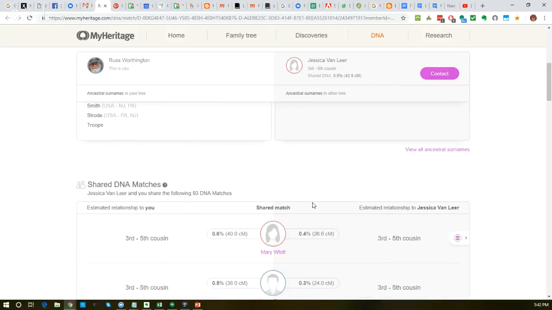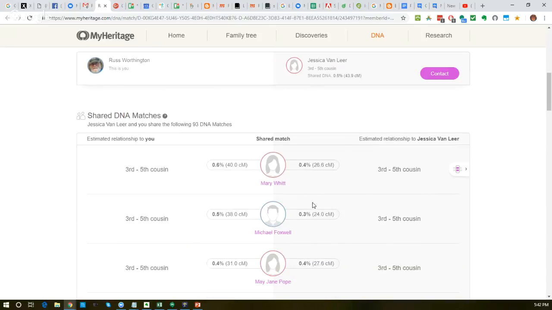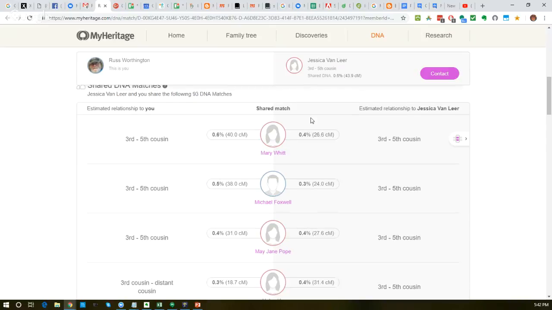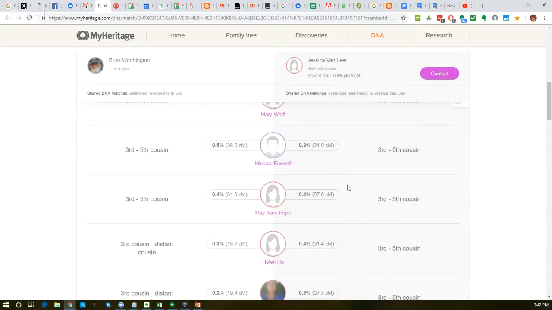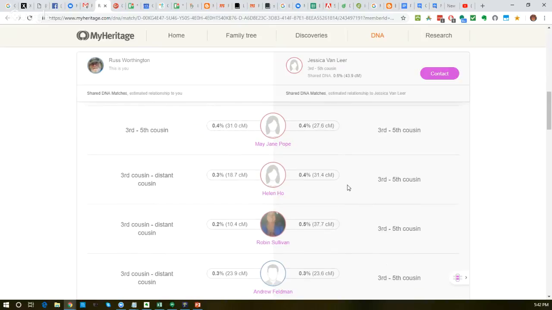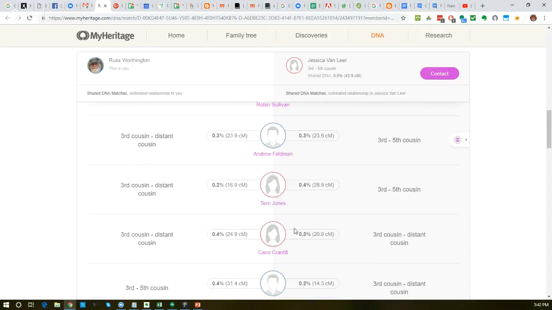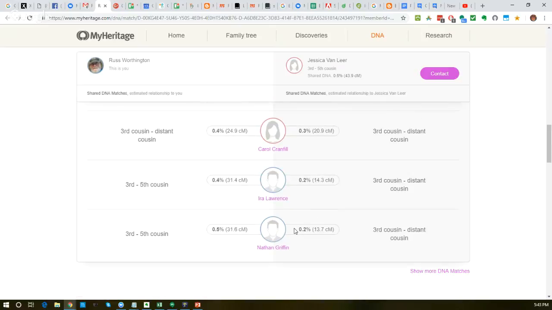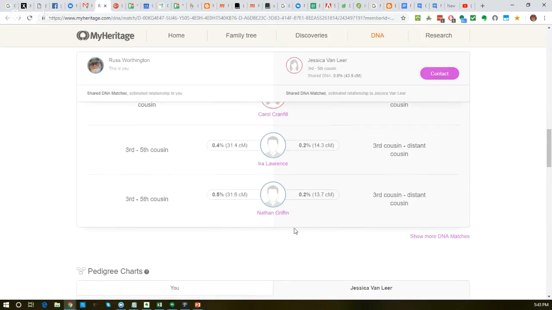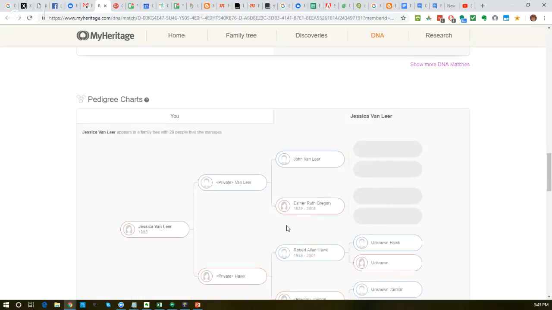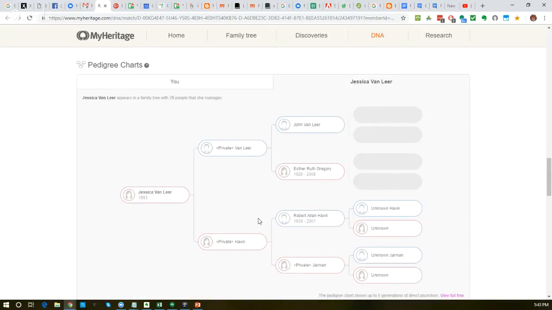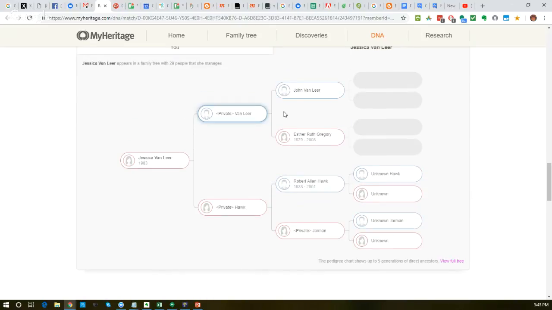Now I go down and look for other shared matches. I see who Jessica and I share, but who else do we share with? They're all third to fifth cousins. Again, based on the user names that are showing up, I don't recognize any of the names on this list. And when I go down further to the DNA chart, I'm still not seeing anything that gets my attention to figure out how we are connected.